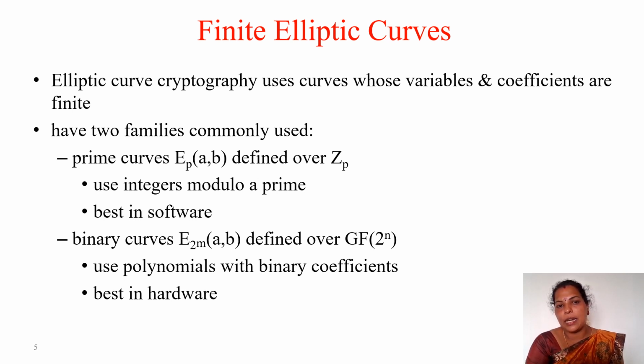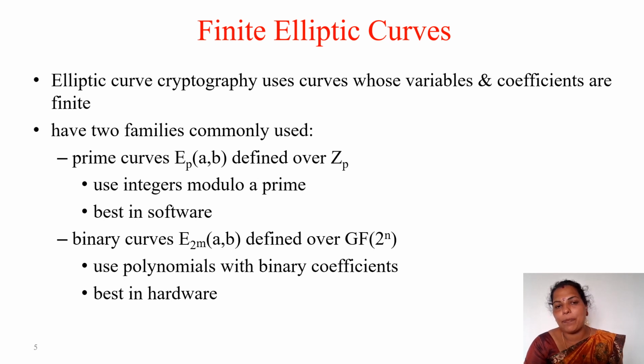So in elliptic curve cryptography, we have two families of elliptic curves. One is the prime curve and another one is the binary curve. The prime curve is mainly used in software and the binary curve is used in hardware. So here you see the prime curves E_P(a, b) defined over Z_p.